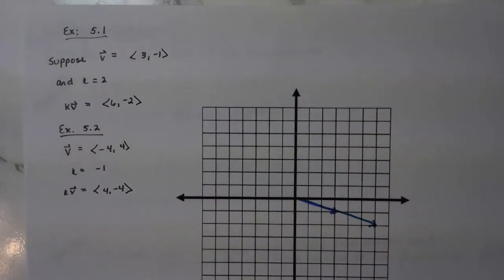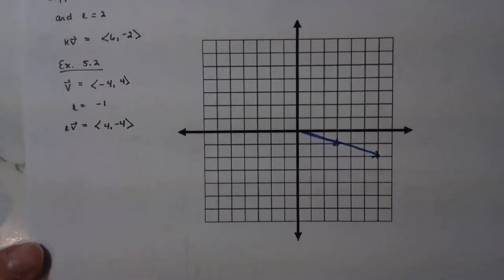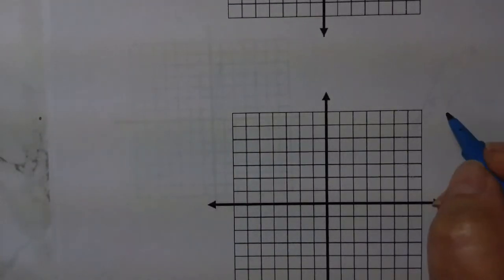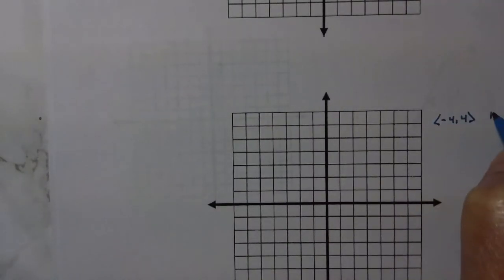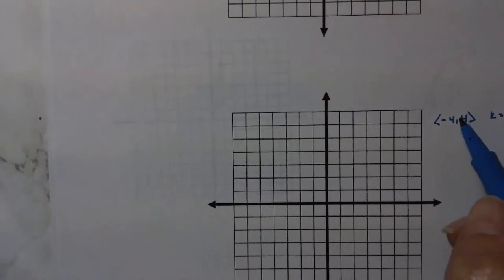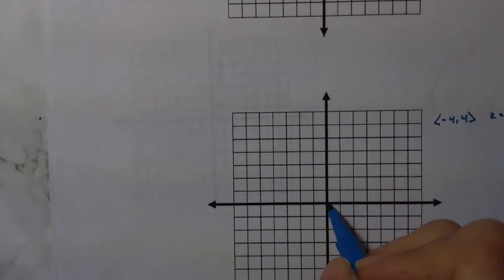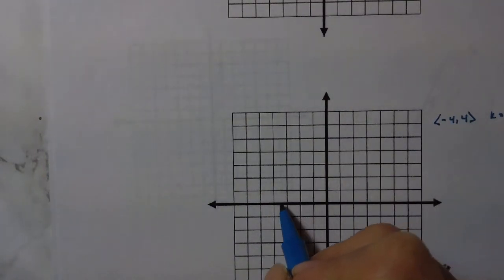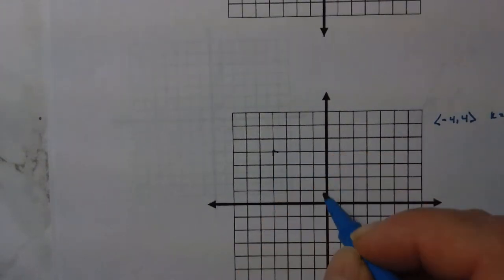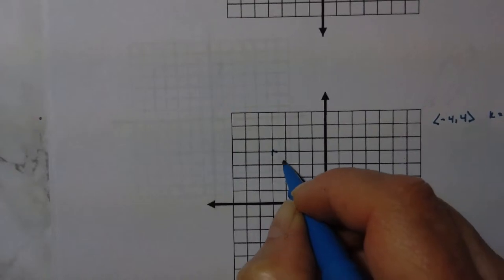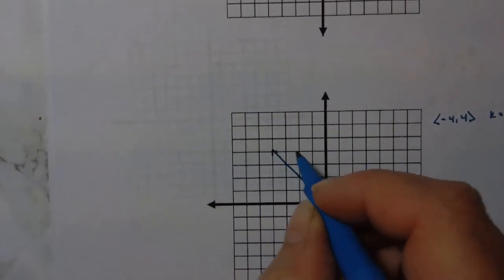In another example, so for this second one, I have a component vector negative 4, 4, and k is negative 1. So I'm going to plot negative 4, 4. Remember, we start at the origin, go over 1, 2, 3, 4 to the left, and up 1, 2, 3, 4, and this is my terminal point right here. So here's my vector, I'll call it vector v.